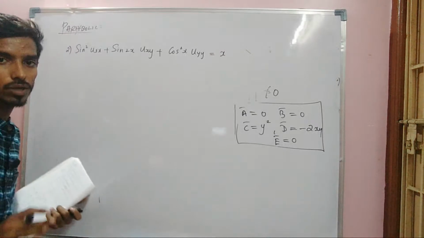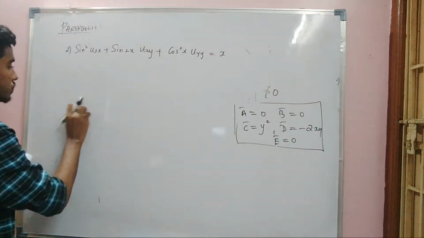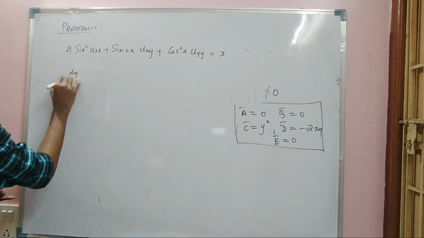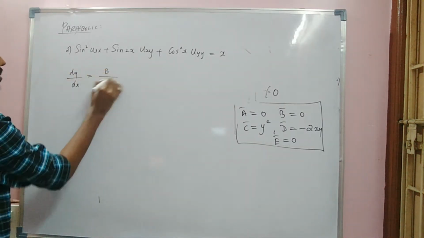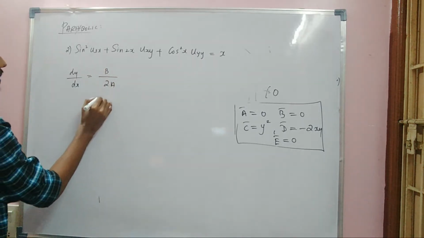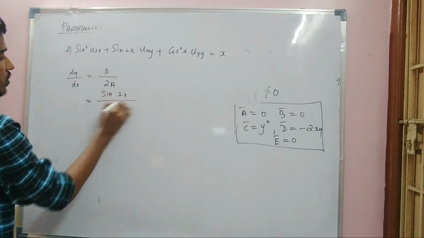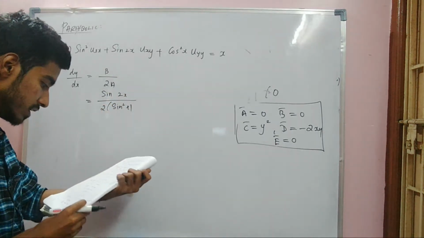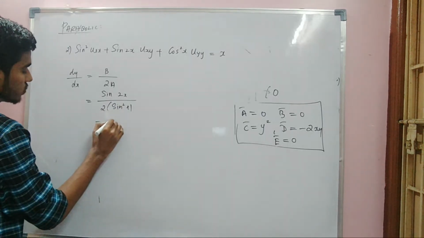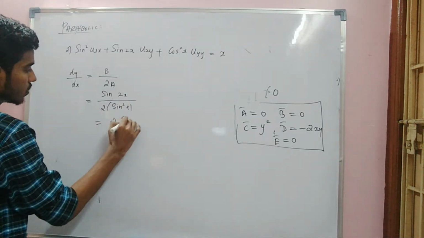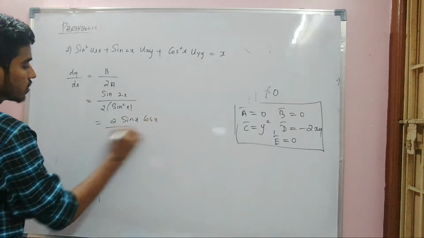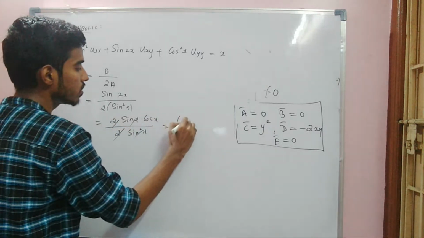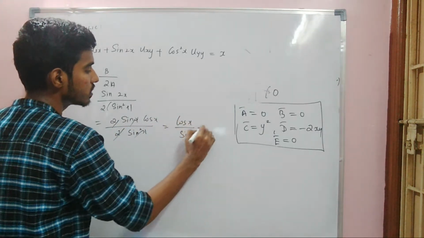Now verify that it is parabolic. It will be parabolic. Now what you have to do is find the characteristics. So the first characteristic is dy by dx is equal to b by 2a. What is our b? It is sine 2x, and 2a is 2 sine square x. So sine 2x, which I can write as 2 sine x cos x, divided by 2 sine square x. I can cancel these, so we have cos x by sine x, which is cot x.